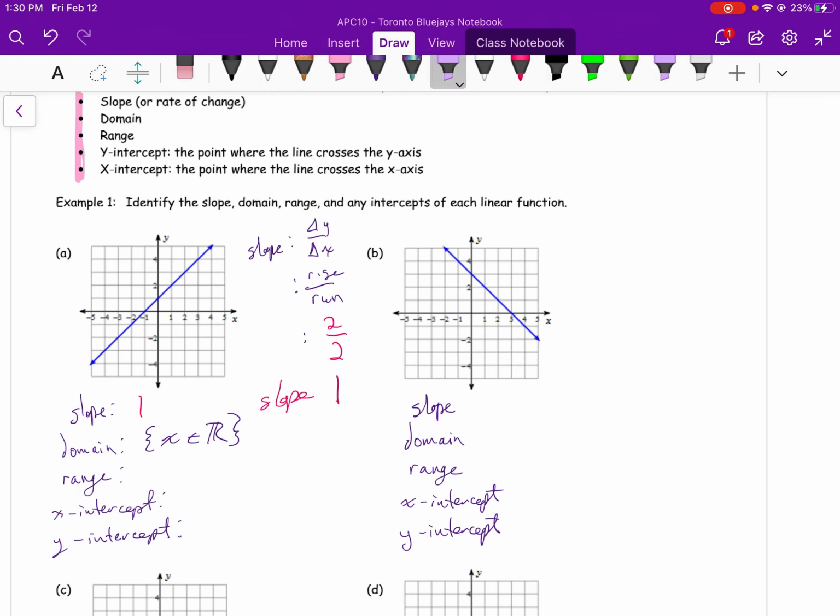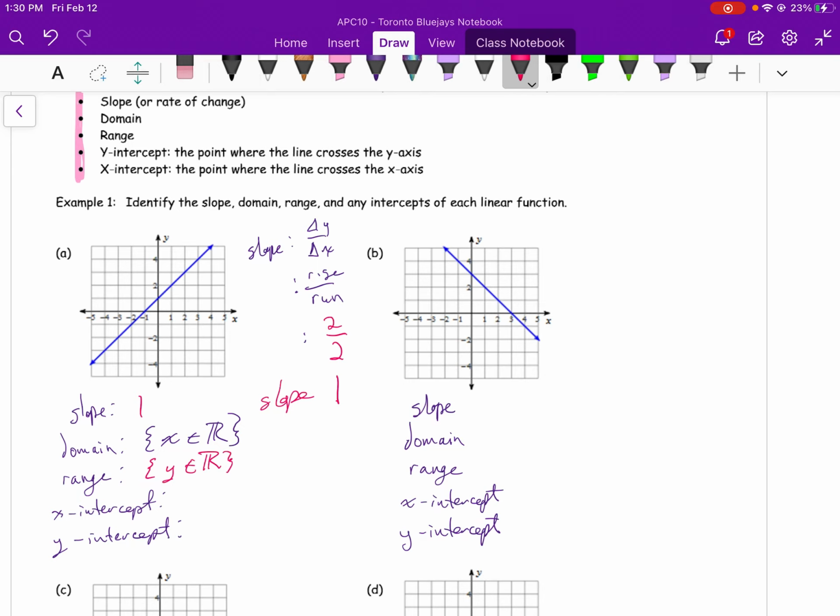My range is all permissible y values, and what we notice is my graph goes on forever up and forever down. In the y direction, I'm going to go up and I'm going to go down without bound. So really what I would like you to communicate to me is that y can take on any value. So my range is y is an element of the reals.